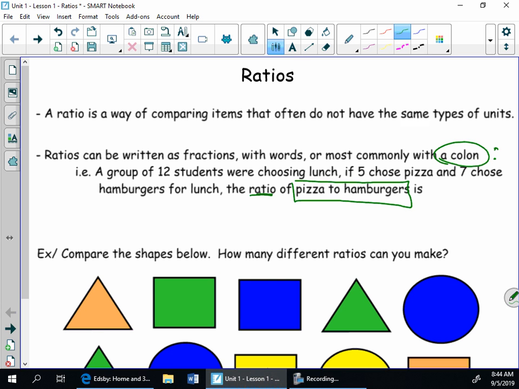So how many pizza people do we have? I think there were 5. So we could write 5 to 7. Or if we want to do it as a fraction, 5 over 7. This is my pizza, this is my hamburgers. And these are different ways of comparing 2 different units. In this case, they're both people, but they're choosing different things.